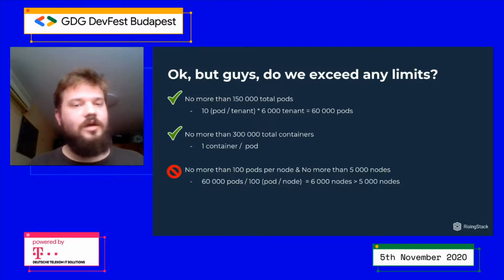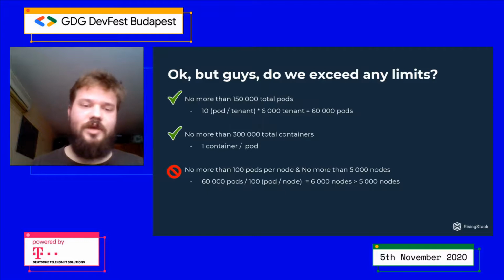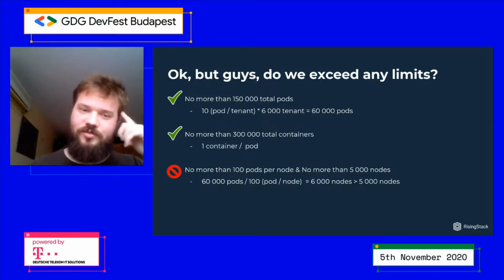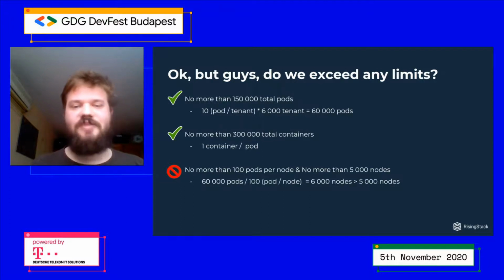So let's see, we shouldn't have more than 150,000 total pods. That's 10 pods per tenant, 60,000 tenants, we're good. We shouldn't have more than 300,000 total containers. It's one container per pod, so it's still 60,000 pods, we're good. It shouldn't have more than 100 pods per node and no more than 5,000 nodes. Hey, that's 60,000 pods over 100 pods per node. That's already 600 nodes, and that's just the initial rollout. So we're already over the 5,000 nodes limit.